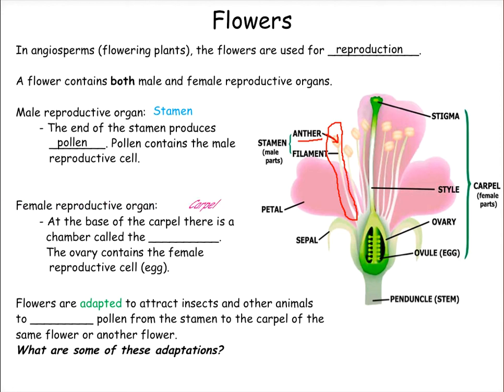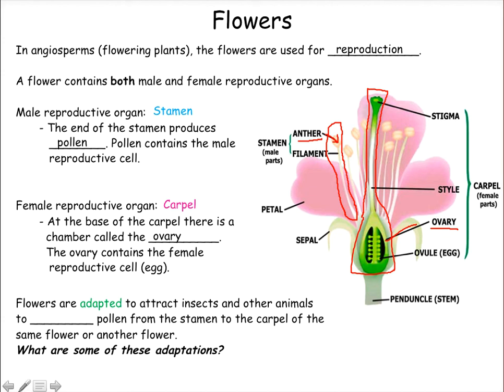The female reproductive organ in the flower is the carpel. And so I'll outline that one as well. The carpel is in the middle of the flower. It contains all of these structures. At the base of the carpel here, there is a chamber called the ovary. And so that's what we're looking at there. And it's the ovary that contains the female reproductive cell, which is the egg.